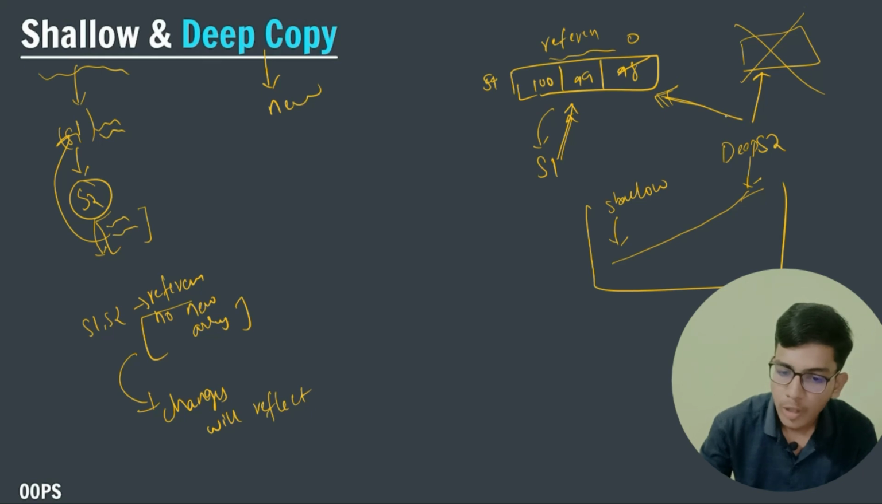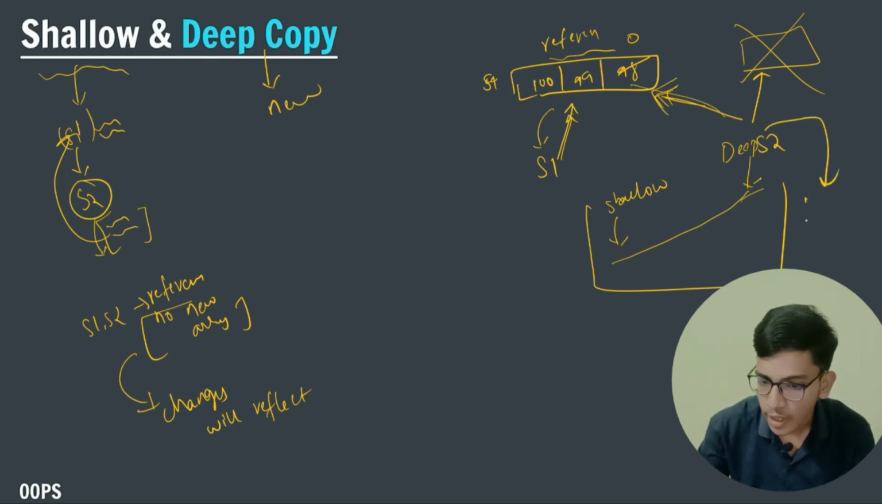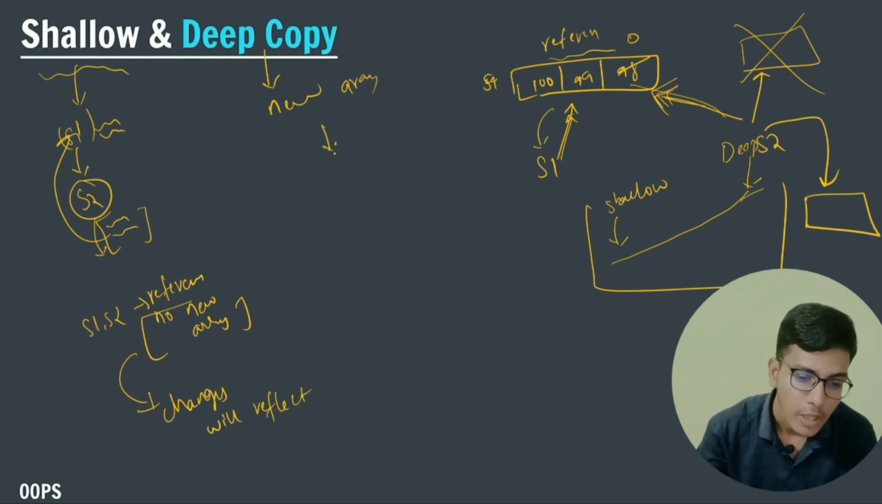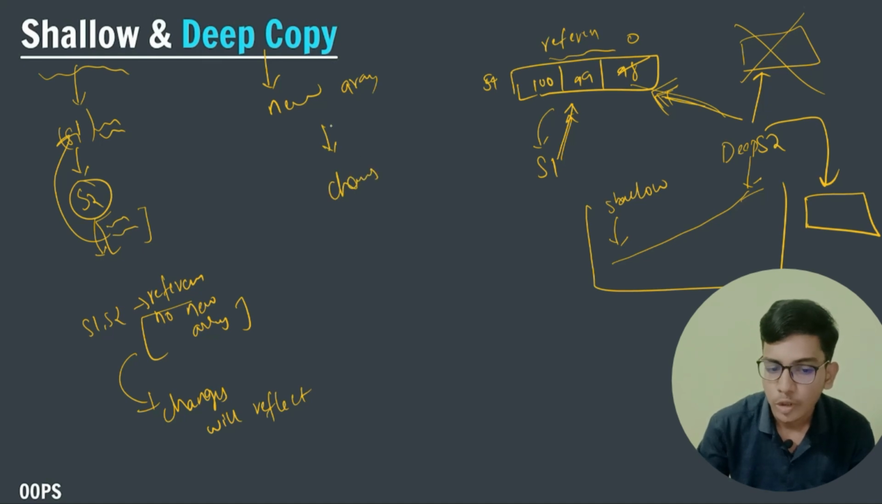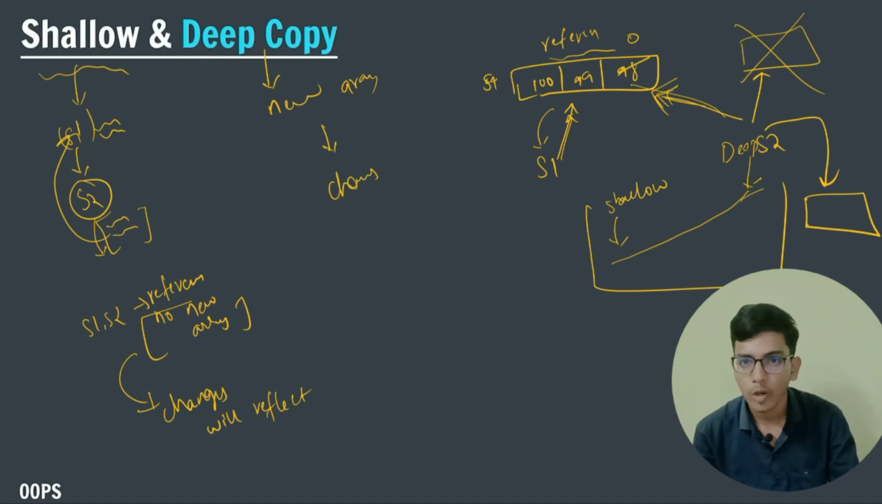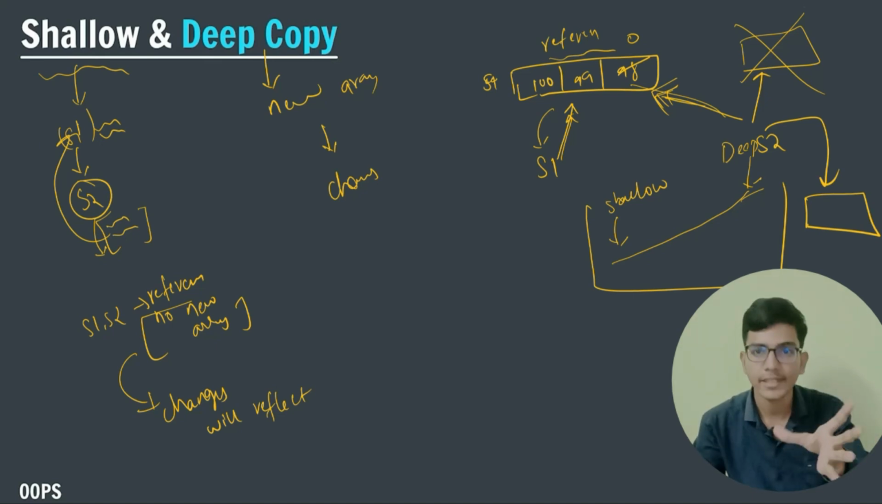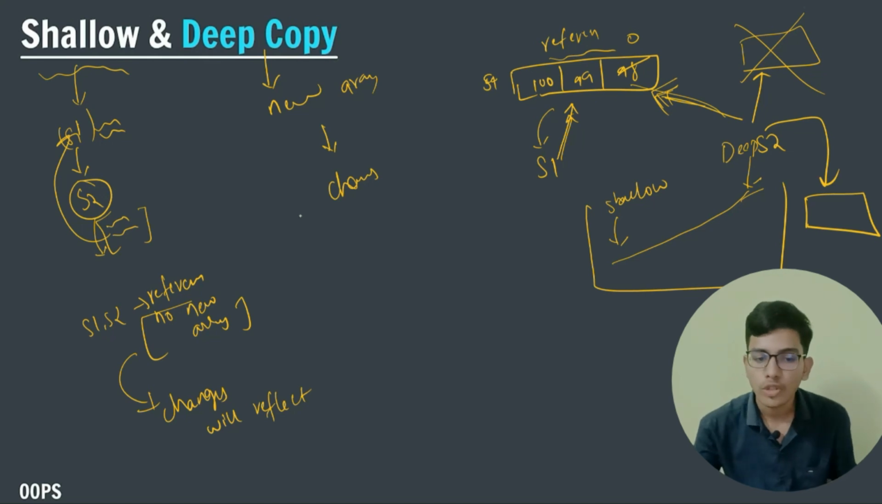So in deep copy, we don't give the reference to my s1 array. Here we create a new array, such that no changes will take place. If I create a new array for my s2 variable and copy all the things from s1 into the s2 object, then no changes will take place. This is known as deep copy.